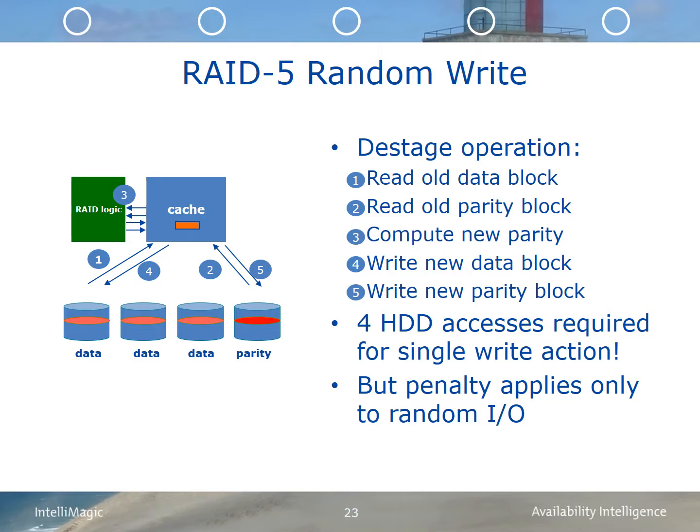Let's take a quick look at the RAID 5 random write. Step 1, read the old data block. Step 2, read the old parity block. Step 3, compute the new parity. Step 4, write the new data block. And step 5, write the new parity block. So there are 4 disk accesses required for a single write action. But this only applies to the random I/O, as we'll see in the next slide.